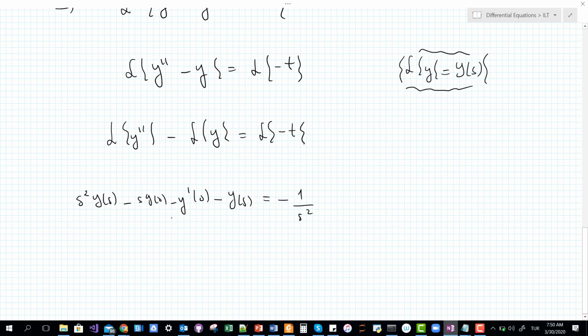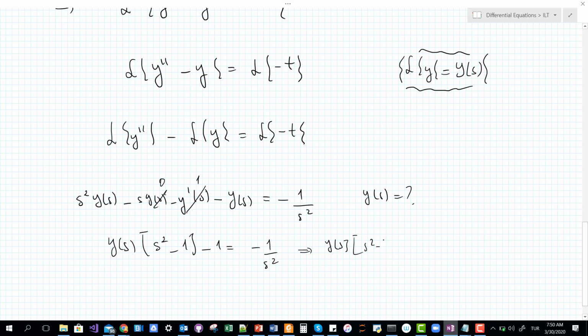Okay, now my job is to find out what the Y of s is, since that's the only unknown here. If I use my initial values, since y0 is equal to 0, that's going to be 0. Y prime 0 is equal to 1, that's going to be 1. Y of s are common terms, so I can use them to group these terms. I'm going to have negative 1 over s squared. So on the left-hand side, still I have Y of s times s squared minus 1.